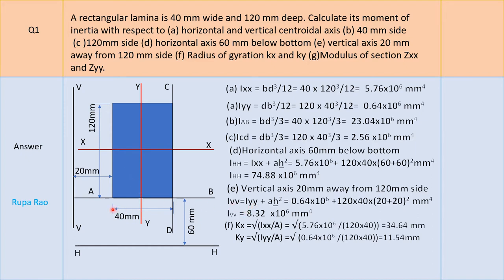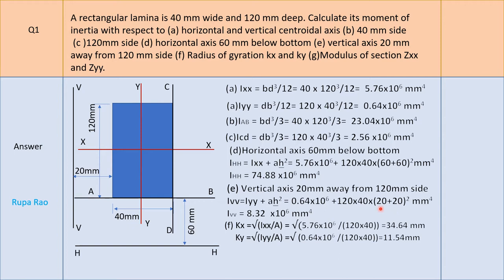Now this total width is 40, so this YY axis will be from here to here, this distance is 20 mm, and again from this 120 mm side, this axis VV is at 20, so the distance between axis VV and YY is 20 from here to here plus another 20 from here to here. 20 plus 20. In the exam, you can also write directly 40.